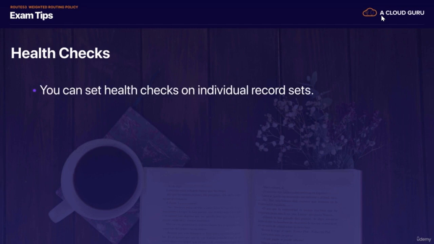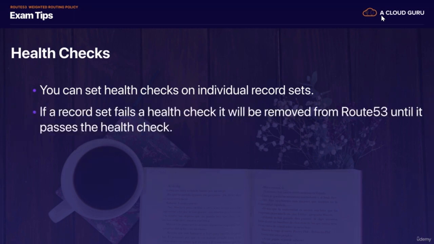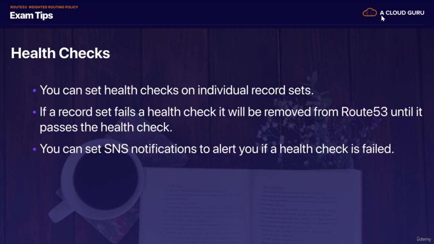And then finally, we learnt about health checks. So with health checks, you can set checks on individual record sets. So we did 3 health checks on our 3 different A records. And if a record set fails a health check, it will be removed from Route 53 until it passes the health check. And you can also set up SNS notifications to alert you if a health check is failed.